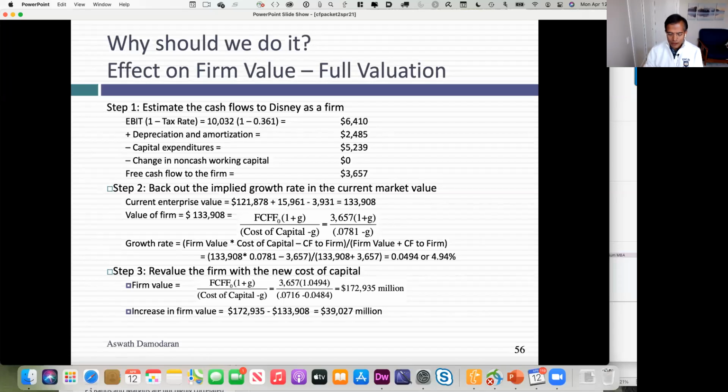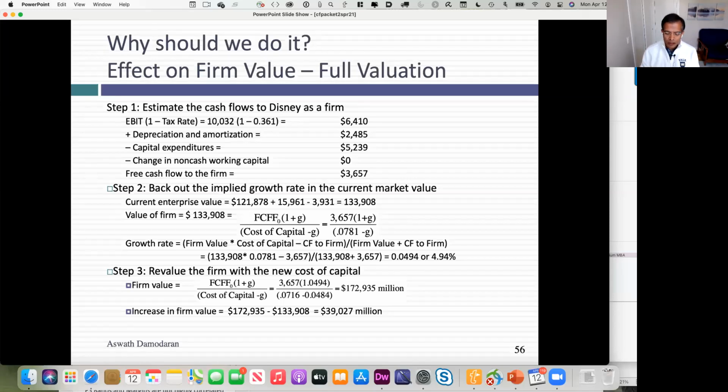And I did something very simple. I took the cash flows and the growth rate and held them constant and changed my cost of capital from the 7.81% to the optimal cost of capital. And something truly magical seems to happen. The value of the firm, which used to be 133.9, jumps to $172.9 billion. My value as a company increases by almost 39 billion. We're going to come back and talk about where that increase in value comes from. And it's a little cynical to call this value enhancement, but it clearly looks like Disney's become a more valuable company.